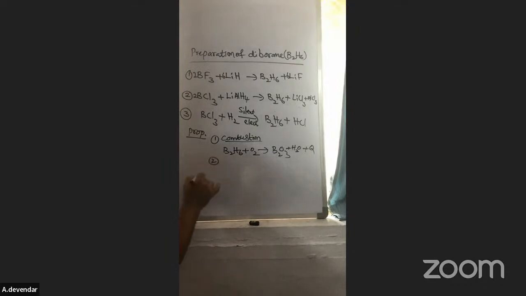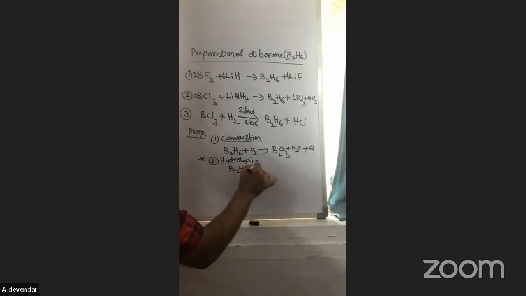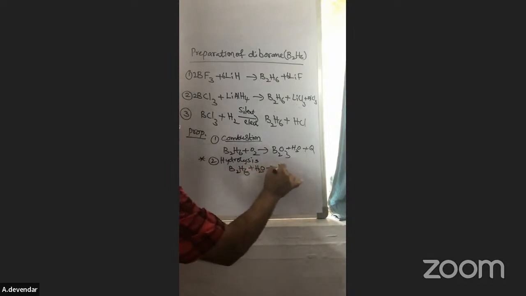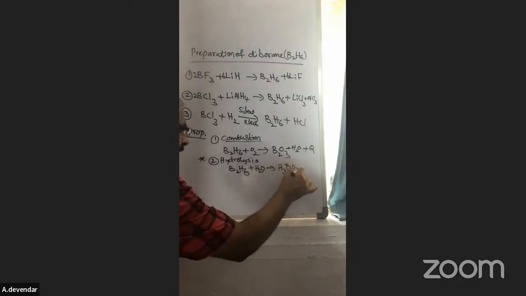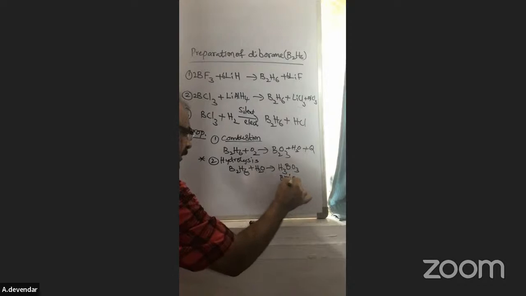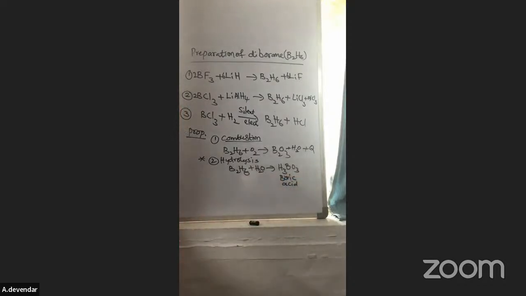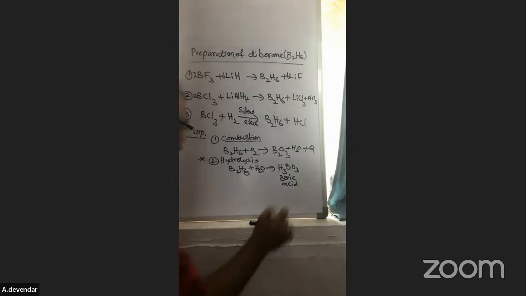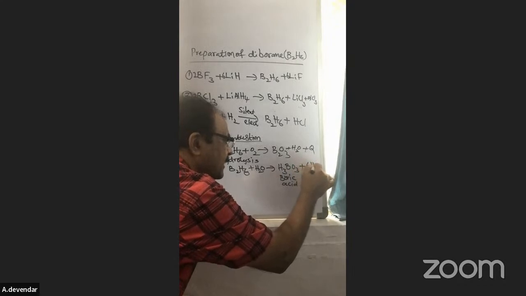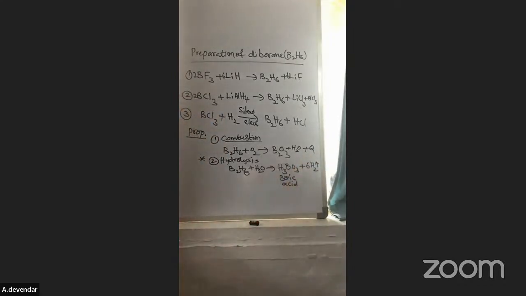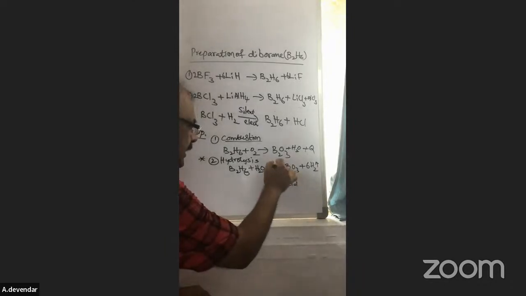Second property, which is a very important property: hydrolysis. What is hydrolysis? When diborane, B2H6, is hydrolyzed with H2O, you get boric acid, H3BO3. This is called boric acid. Very important formula from the examination point of view. Write the formula of boric acid. H3BO3 is called boric acid, and hydrogen gas is evolved. You have to remember this formula, it is important.